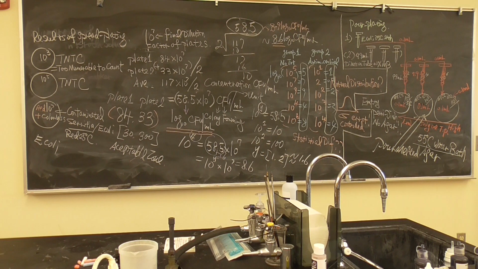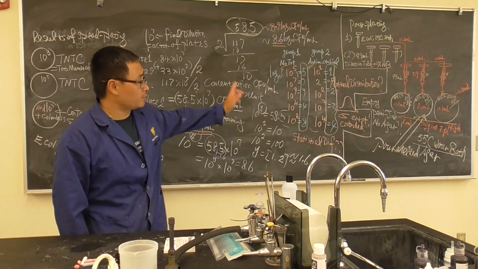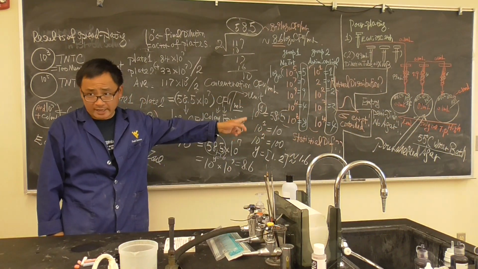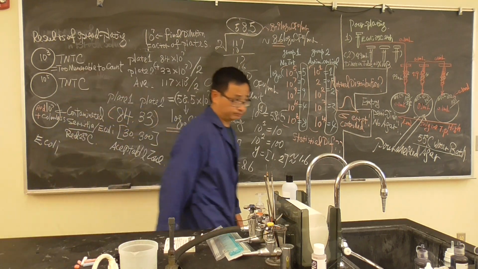Okay, that's pretty much all I have. Count your results. Prepare your dilution, label your tubes and empty petri dishes. So we'll do the pour plating all together. Okay?